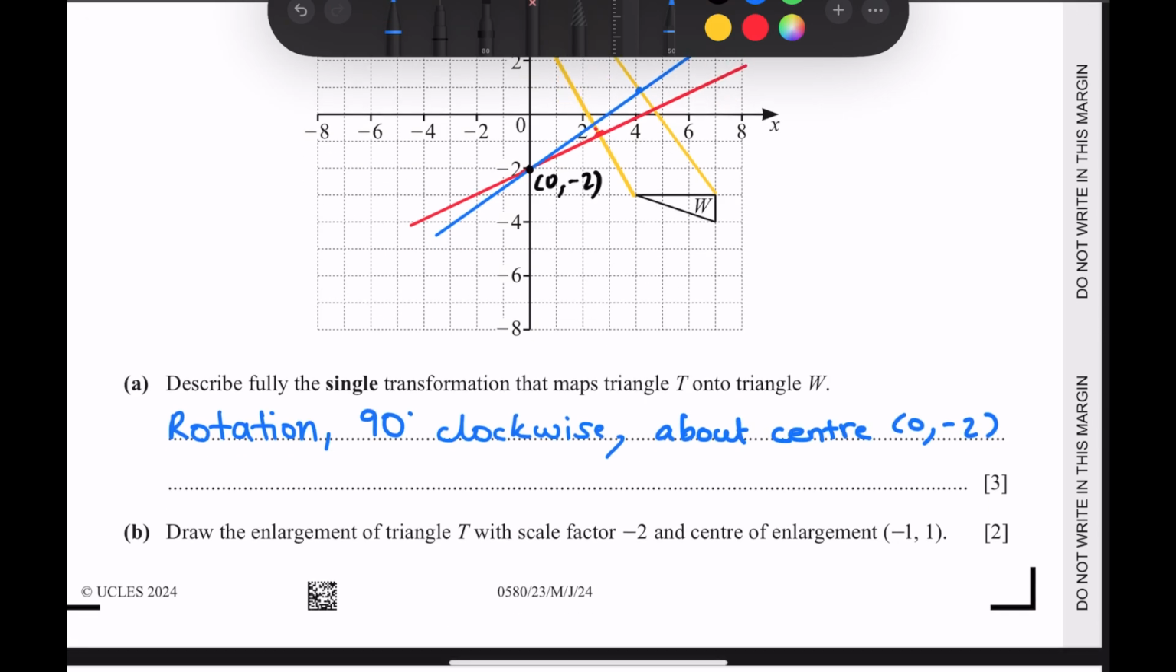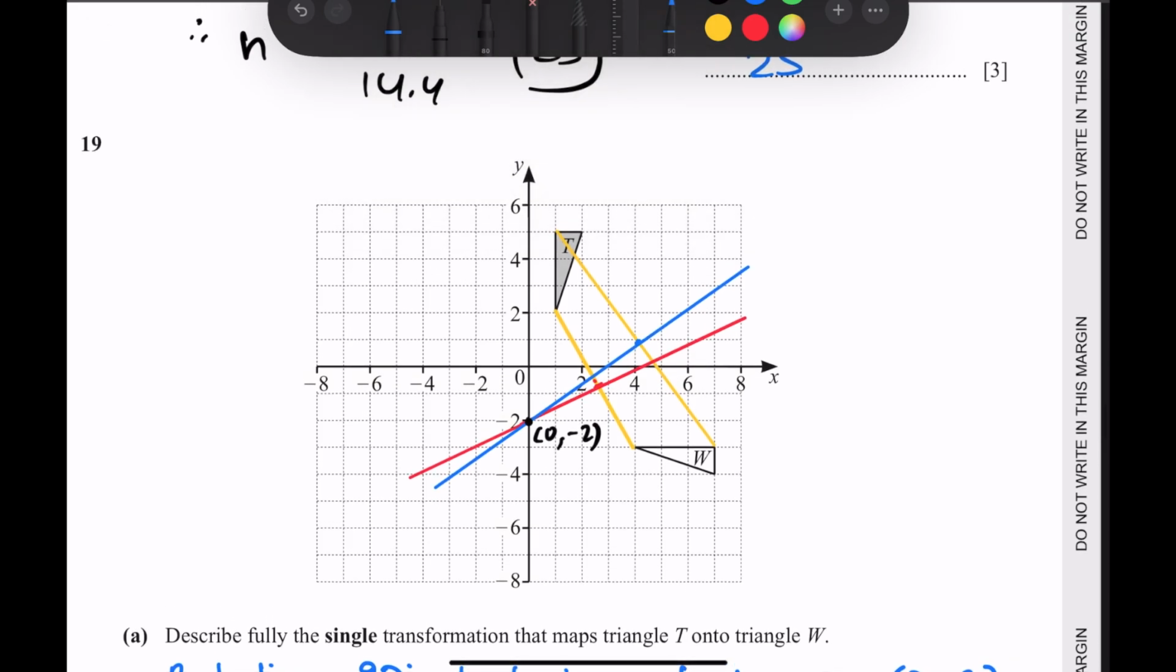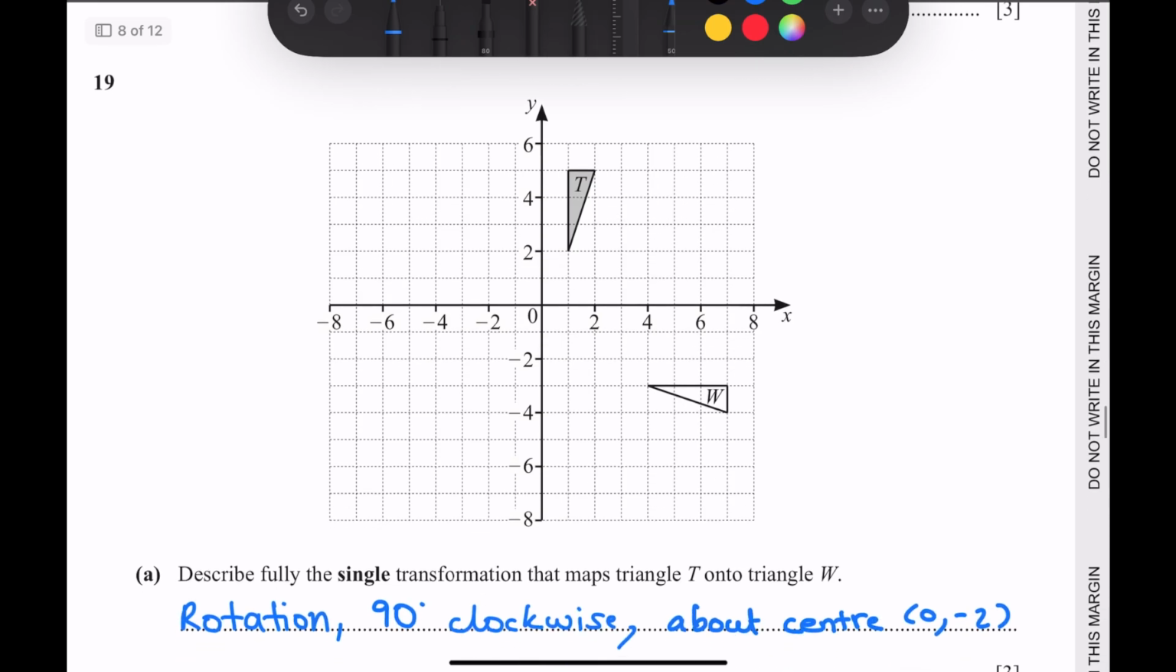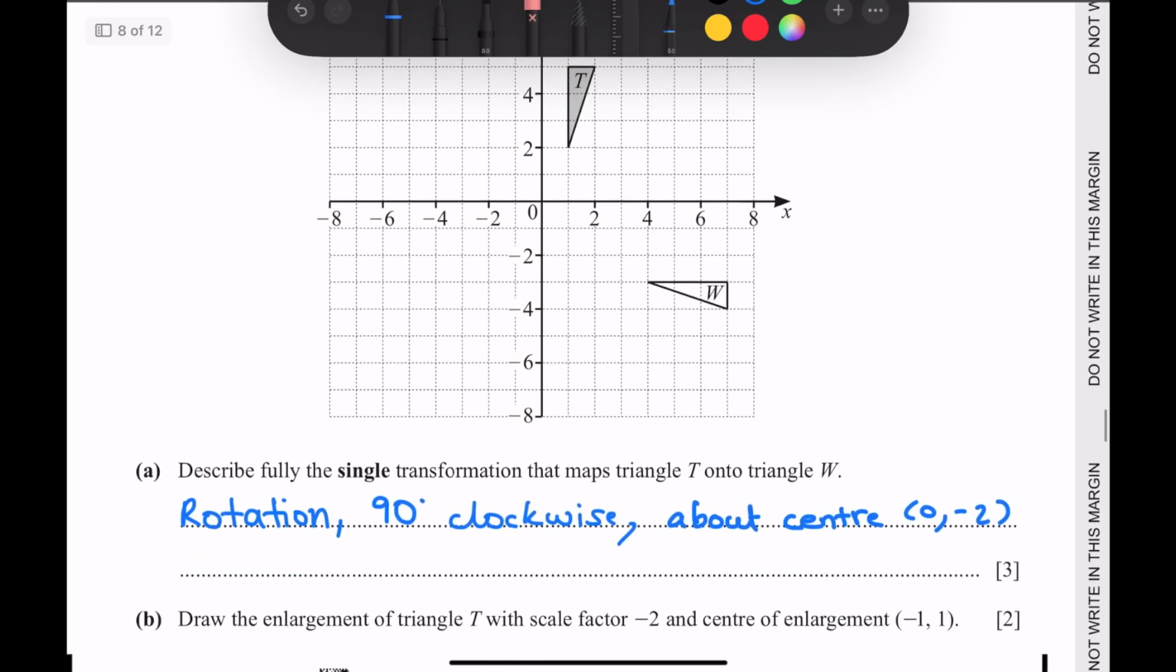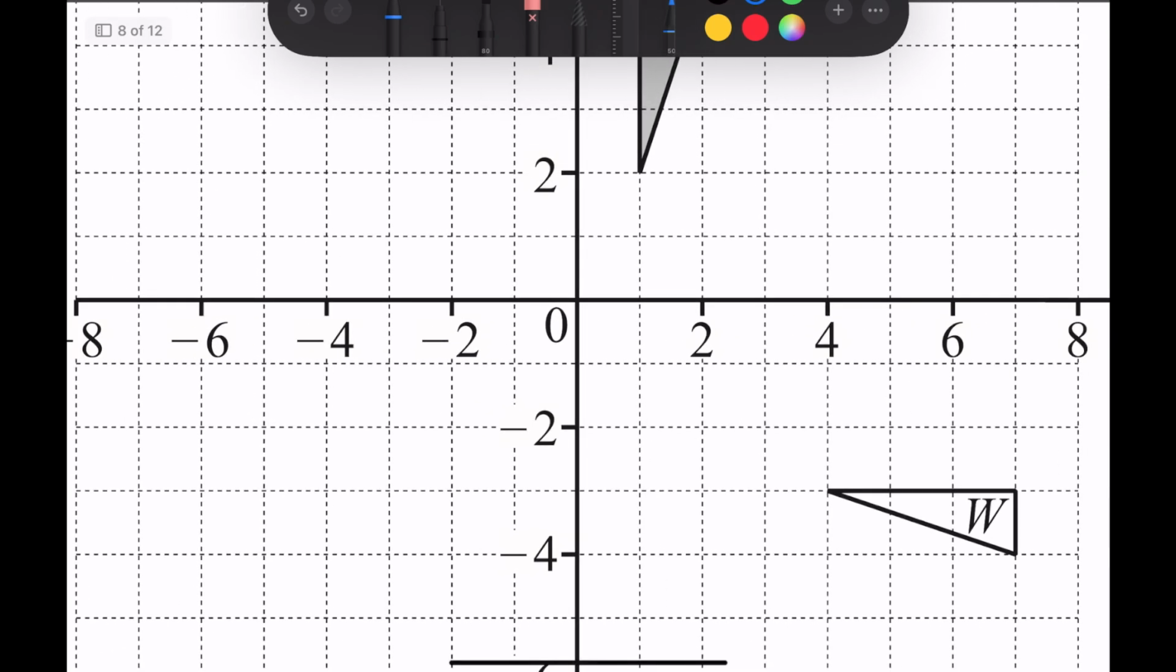Part B says to draw the enlargement of triangle T with scale factor -2 and center of enlargement -1, 1. So I'll first erase all these marks I've done before from part A. So part B is asking for you to draw the enlargement of T with scale factor -2 and center of enlargement -1, 1. So I'll first draw the center of enlargement, which is over here, and -1, 1.